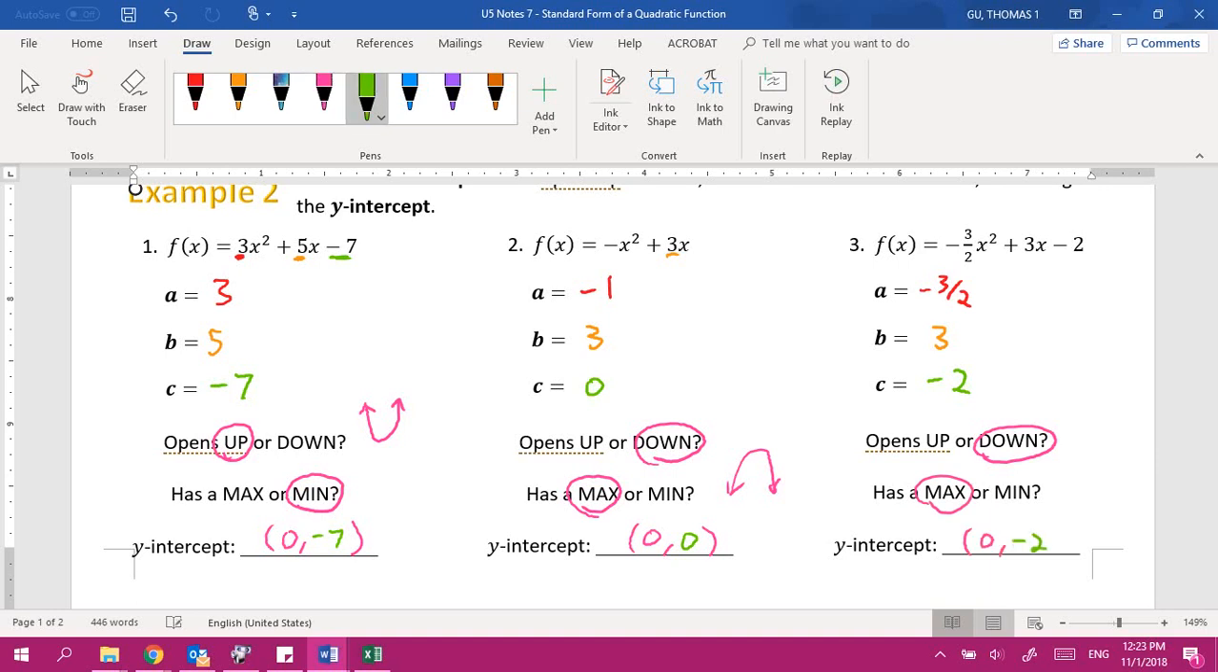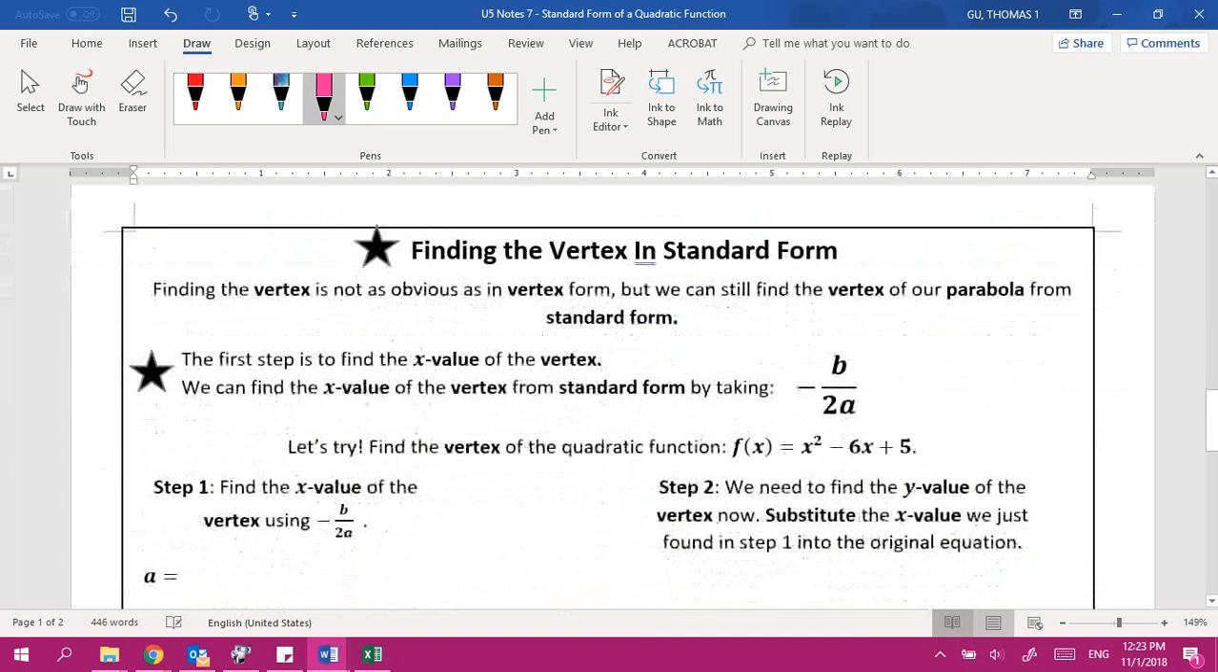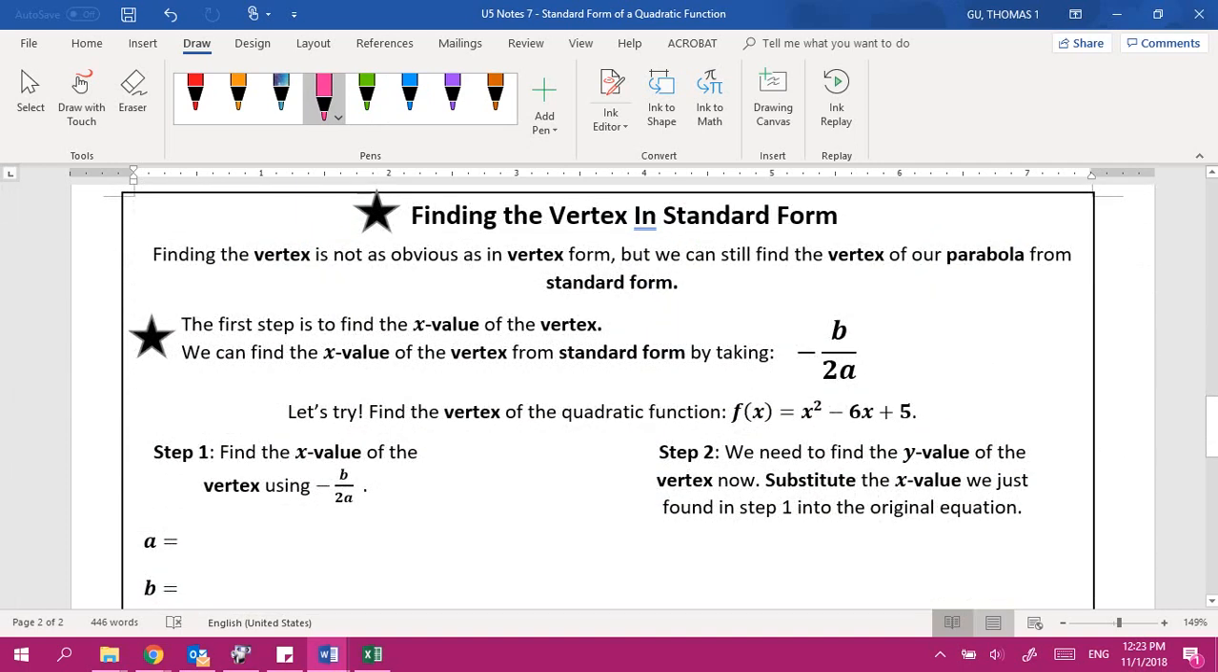All right, let's turn it over to the backside. Now, this is the only really new thing right here, finding the vertex in standard form. Because remember, when we're in vertex form, it's really easy. You can just look at the equation, look at H, look at K, boom, there it is. But in standard form, you actually have to go through a process to find it. It's not as clear. Standard form is good because it shows you the y-intercept immediately, but it doesn't show you the vertex.